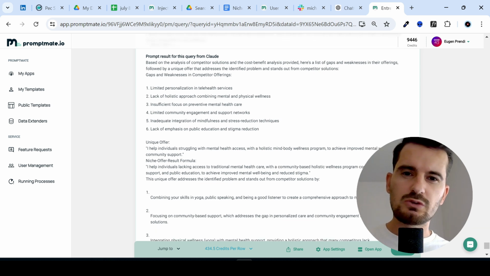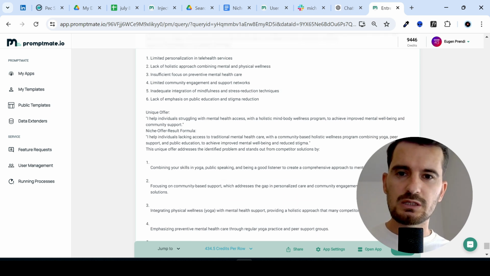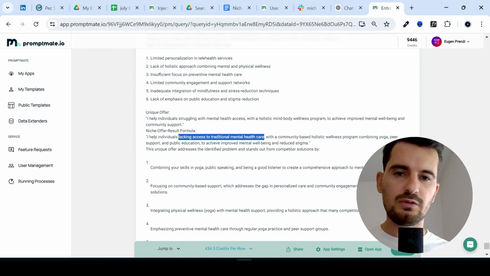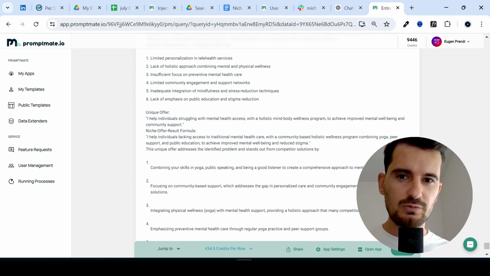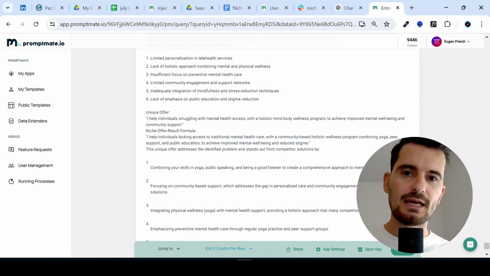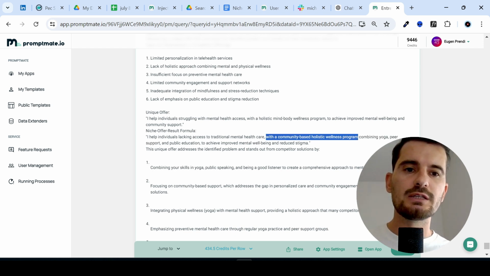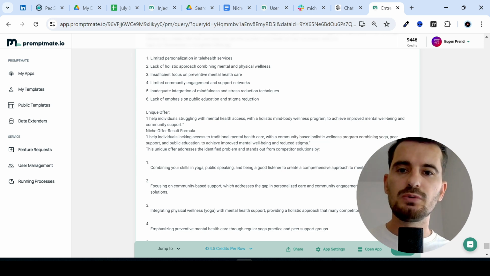So I help individuals struggling with mental health access with a holistic mind-body wellness program to achieve improved mental well-being and community support. So the formula is I help individuals lacking access to traditional, and this is very important because it's really addressing a problem that we have data for, thanks to the data that we could get from search results and search volumes, right? So we help individuals that are lacking access to traditional mental health care with a community-based holistic wellness program combining yoga, peer support, public education to achieve improved mental well-being and reduced stigma.